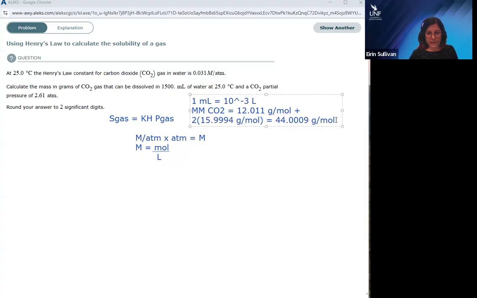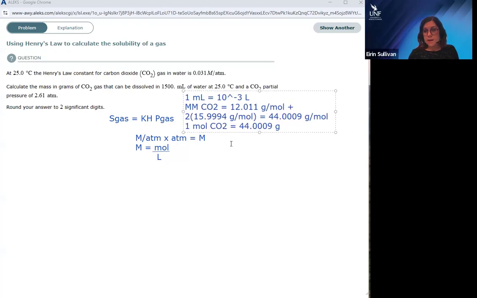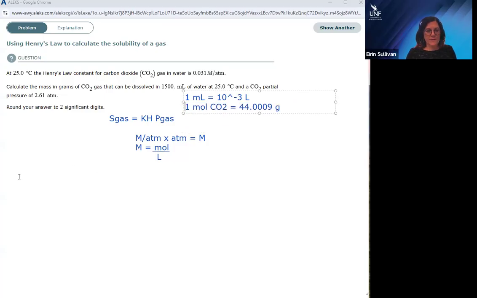So in terms of equivalency, for every 1 mole of CO2, that is exactly 44.0009 grams. I like to write these as equivalencies because I just think it is easier to then put that into our calculations. All right, so my S gas is going to be my Henry's law constant for carbon dioxide, which was 0.031 molarity per atmosphere. And my partial pressure of carbon dioxide at 25 degrees Celsius was 2.61 atmospheres. So I'm just going to stick that in my calculator.